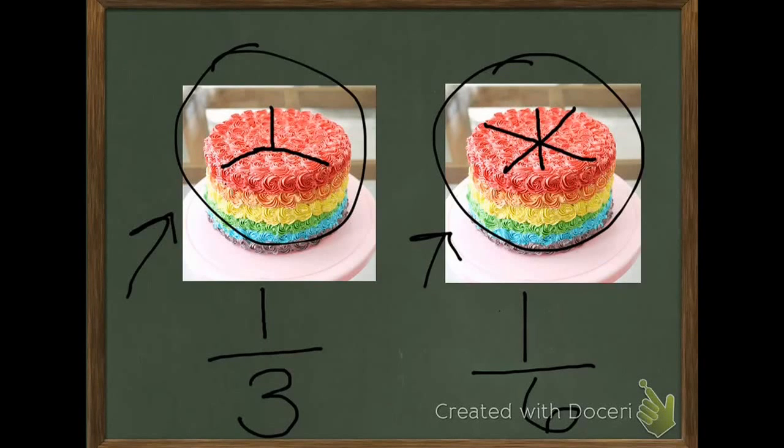Whenever the numerators are the same, you look at the denominators. The denominator that is the smallest is going to be the bigger fraction. So 1/3 is greater than 1/6. And I can tell this just by looking at the cake, because these pieces are going to be bigger than these pieces only because there's less people to share with, so you get more cake.